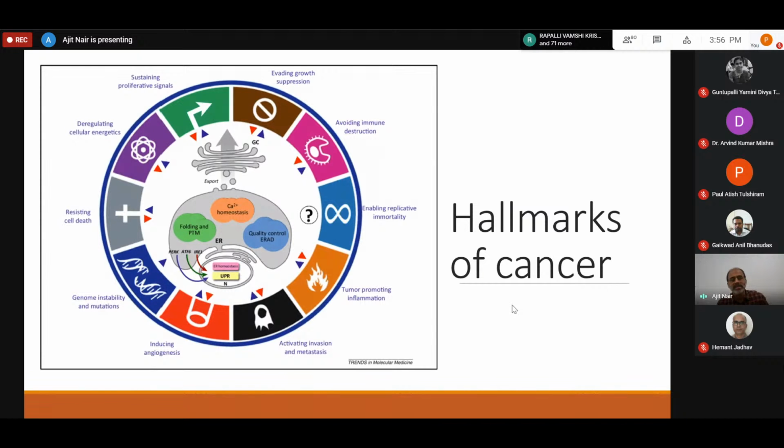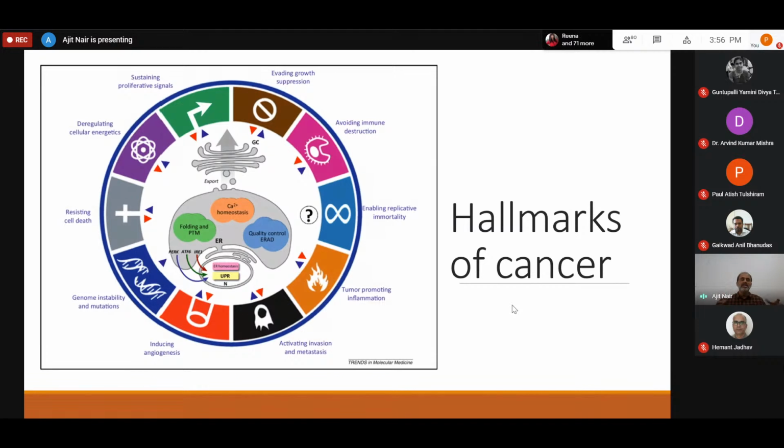And this is an iconic figure called the hallmarks of cancer. If you look at this whole figure, it really gives you a perspective of how cancer is such a difficult condition to treat. These are basically 10 different mechanisms by which cancer cells grow. Cancer cells sustain their growth and eventually kill the host, right?